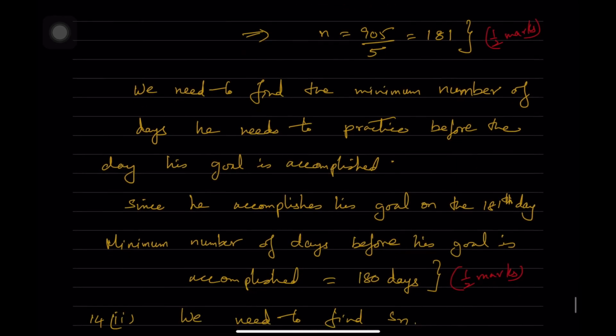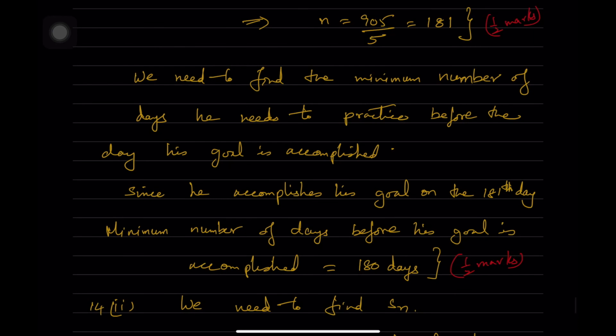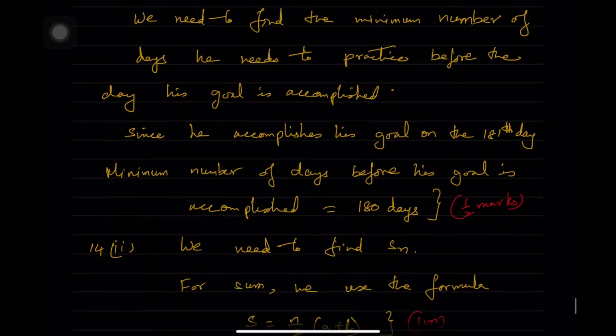Now we need to find the minimum number of days he needs to practice before the day his goal is accomplished. So one day before is the minimum number of days he needs to practice. So the day before his goal is accomplished is nothing but 180 days. Since he accomplished his goal on the 181st day, minimum days before his goal is accomplished is 180 days.